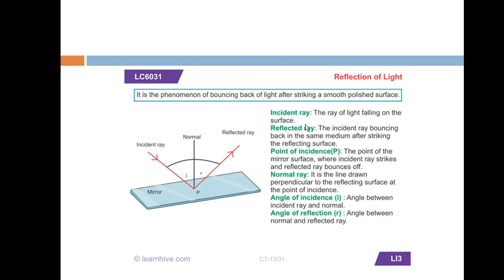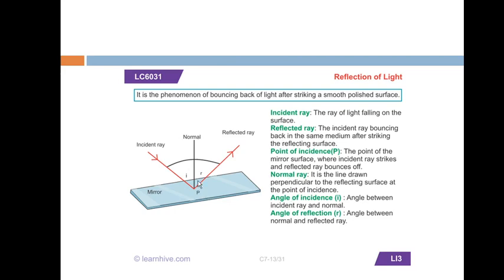Again, this is the incident ray, the ray of light falling on the surface. The reflected ray is the incident ray bouncing back into the same medium after striking the reflecting surface. Point of incidence: this is the point on the mirror surface where the incident ray strikes and the reflected ray bounces off.